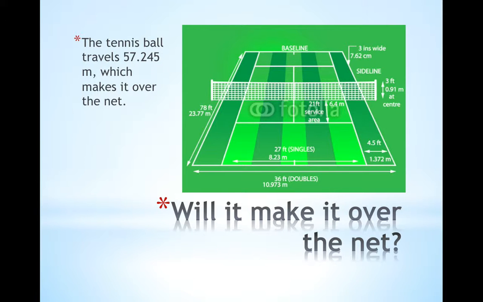What does this mean? Well, the tennis ball will make it over the net, but will go way past the court, because it is going past the length of the court by a lot.